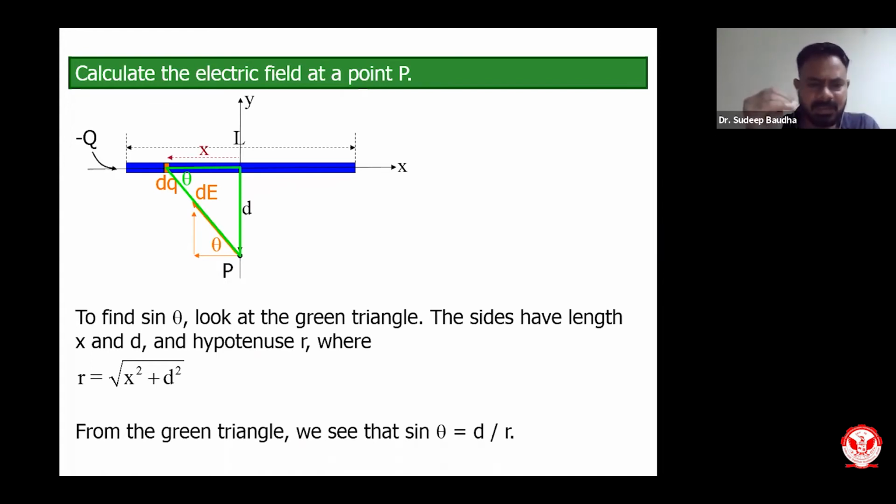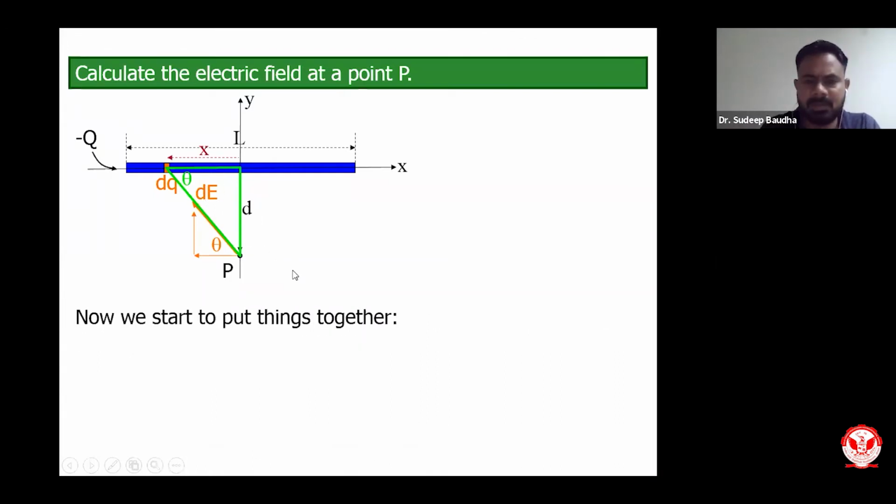As you can see, to find sine theta, we can look at the green triangle as I have shown in the geometry. The sides have length x and d, and the hypotenuse is r. We get it from Pythagoras theorem that r equals root of x square plus d square. So we can say sine theta equals d upon r. That was the second part.